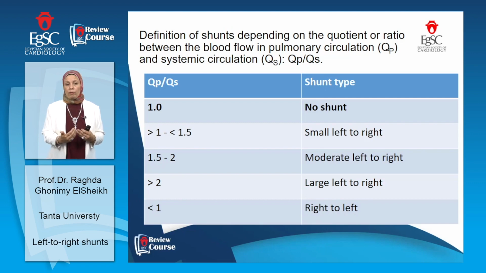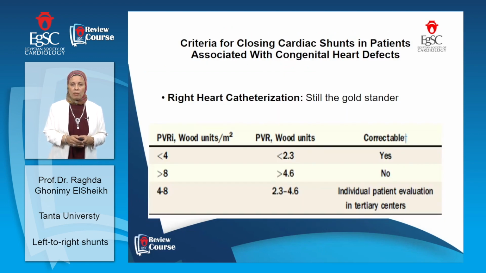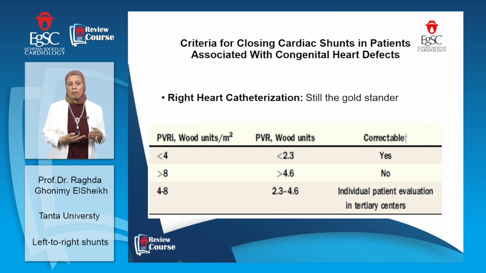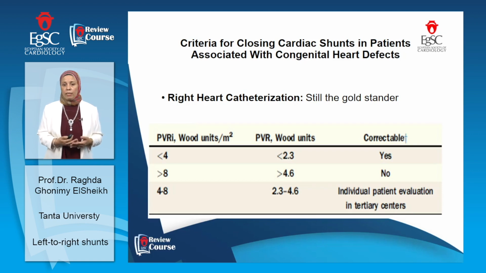What happens if we find that this ratio is reversed and becomes less than 1? This means the direction of the shunt is also reversed, and here the shunt becomes from the right to the left. And also in the cath lab, this is a conclusion of the pulmonary vascular resistance. If we find this resistance less than 2.3, this means this patient is very good and suitable for closure of this shunt. But if the vascular resistance increases to more than 4.6, and in some literature more than 5, this means this patient has a contraindication for intervention, and intervention carries hazards for this patient up to cardiac death.